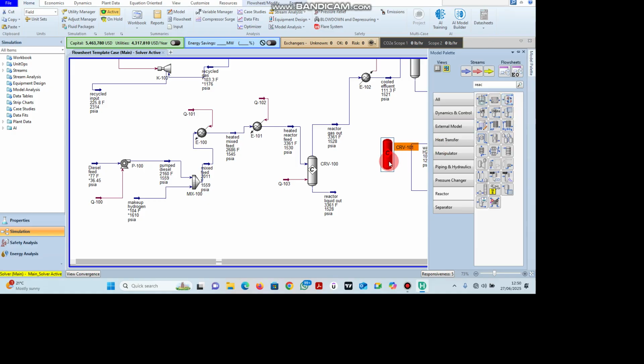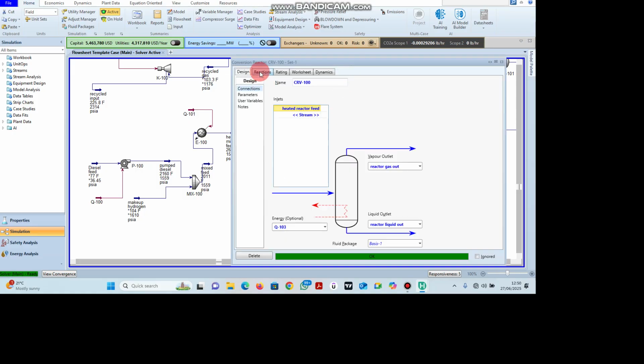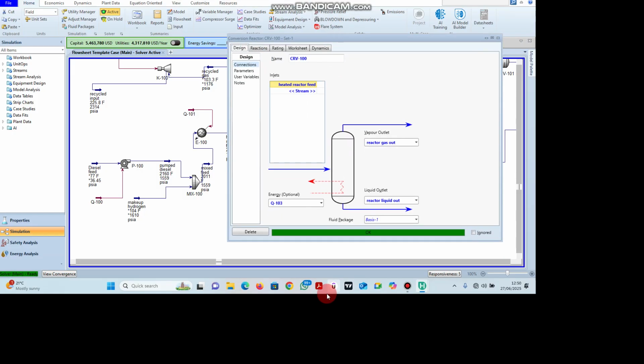So I will drag and drop. You see, right? We need a conversion reactor because we want to convert that thiophene to a different substance, right? So I'll double click on it. So I'll looking at this.